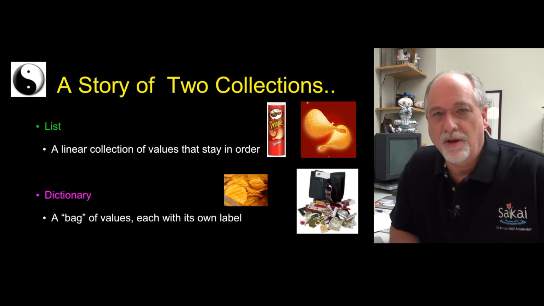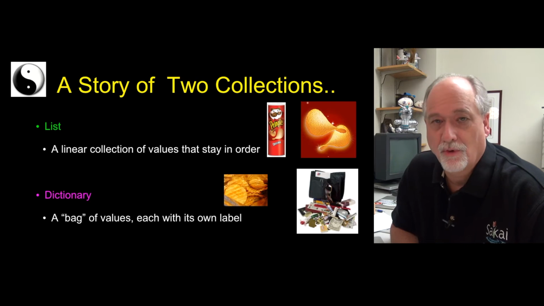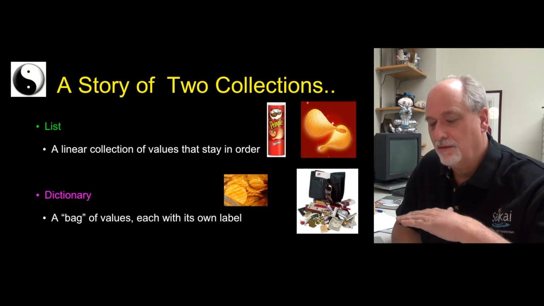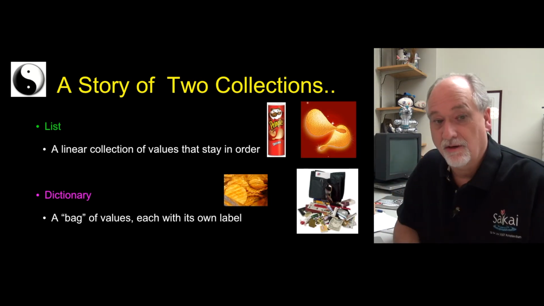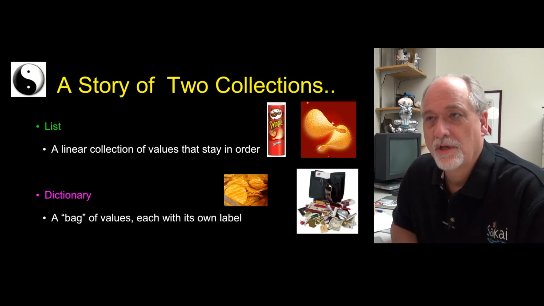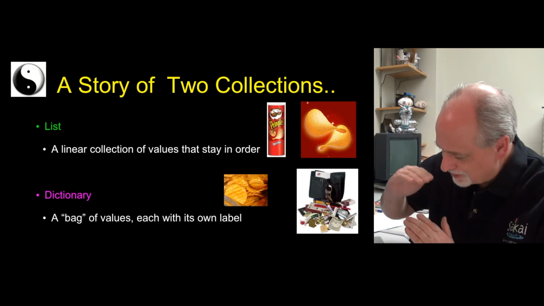If we compare lists and dictionaries, the list is sort of the organized version of the collections. Everything stays in order. You add something, it always adds to the end. You take something, it sort of compacts itself. It's 0 through n-1, where n is the number of items. So it's very organized, kind of like a Pringles can, where the potato chips are nicely stacked.